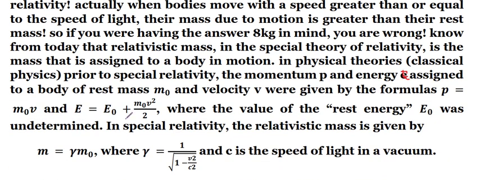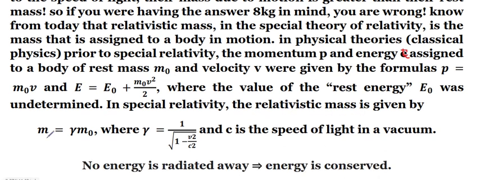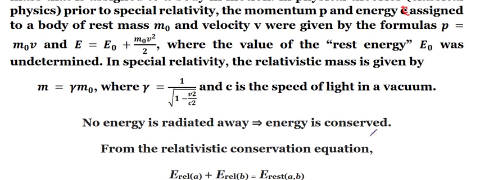m0v and E is equal to E0 plus m0v squared on 2, where the value of the rest energy E0 was undetermined. In special relativity, the relativistic mass is given by m equals the gamma factor multiplied by m0, where gamma is equal to 1 over the square root of 1 minus v squared on c squared, and c is the speed of light in a vacuum.